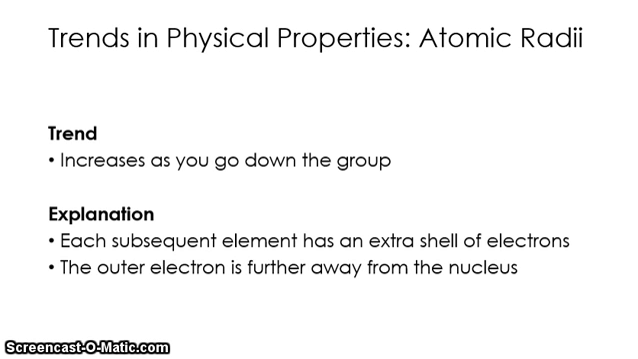So we need to know the trends in physical properties of group 2 metals. First of all, the atomic radii, which is hopefully an obvious one. The atomic radii increases as you go down the group, and the explanation for this is that each subsequent element has an extra shell of electrons. Because they've got an extra shell of electrons, the outer electron is further away from the nucleus, which means the atomic radii is larger.